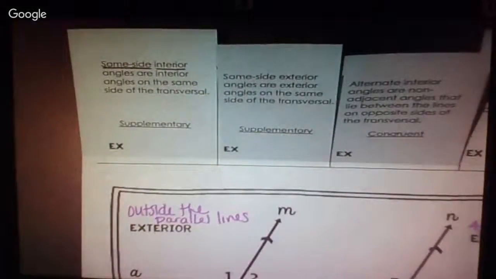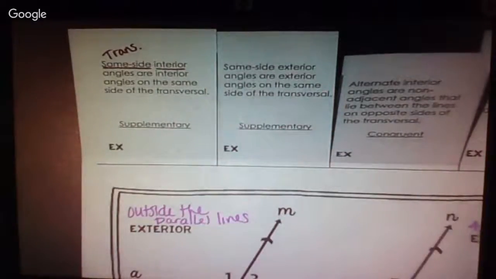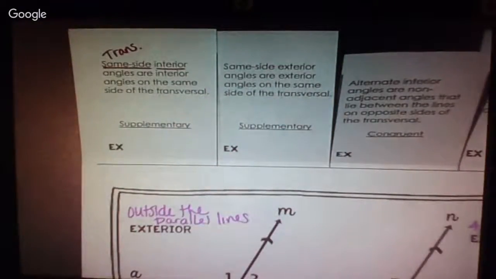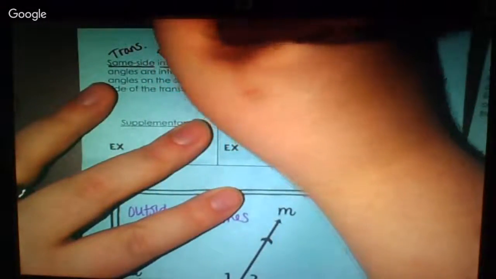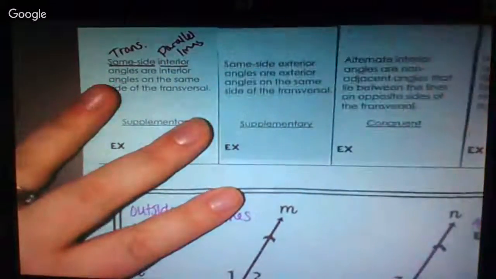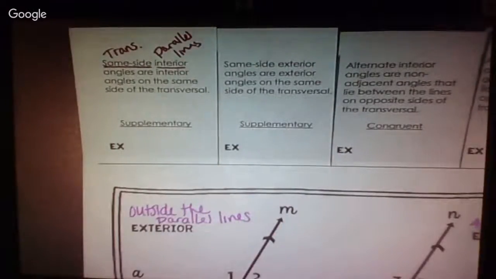All right. So when you think same side, we're looking in terms of your transversal. So my angles have to be on the same side of the transversal. Interior has to do with your parallel lines. So I need two angles that are on the same side of the transversal and inside the parallel lines.